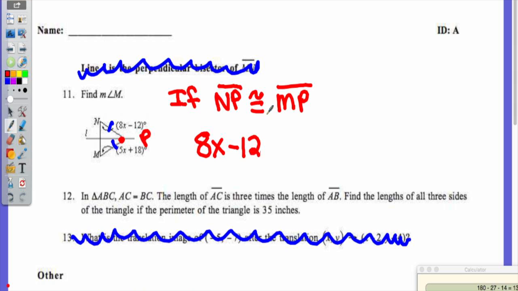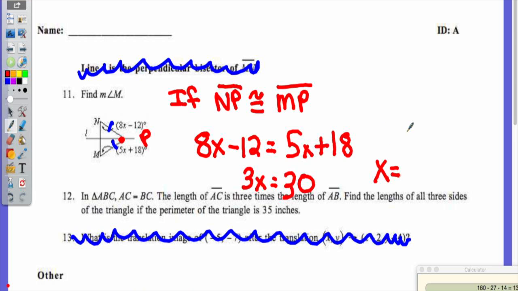8x minus 12 equals 5x plus 18. Do you understand how I set those equal to each other? Do you understand that? So I'm going to subtract 5x from both sides. I get 3x. I add 12 to both sides. I get 30. If 3x is equal to 30, x is equal to 10, and then I'm going to plug this in for m. 5 times 10 is 50, plus 18 is 68. Okay?